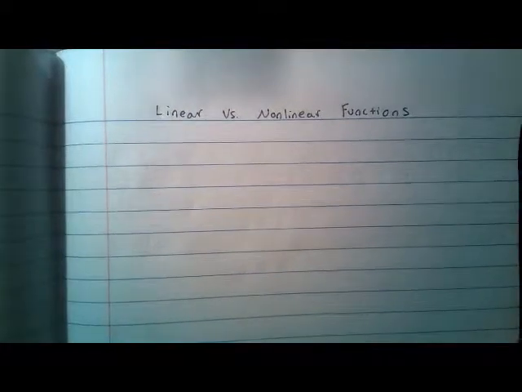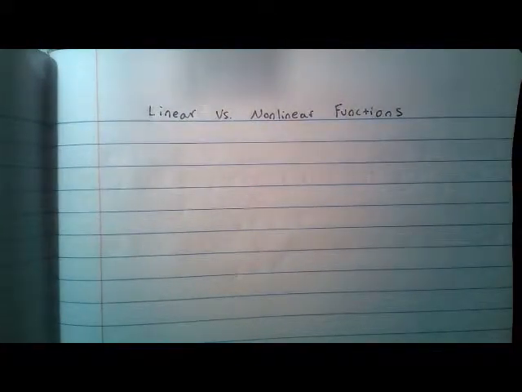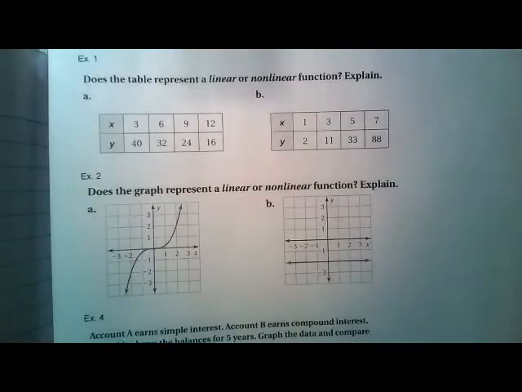This entry is on linear versus nonlinear functions. Let's go along with this entry. We've got a sheet of examples that we're going to go through and put them into our interactive notebook. So to cut these out, you're just going to cut out right along this edge, and then along this edge. I'll let you pause the video and you can do that.